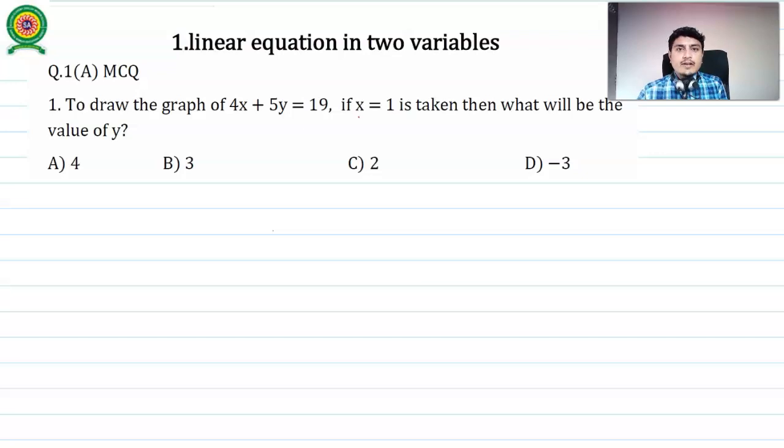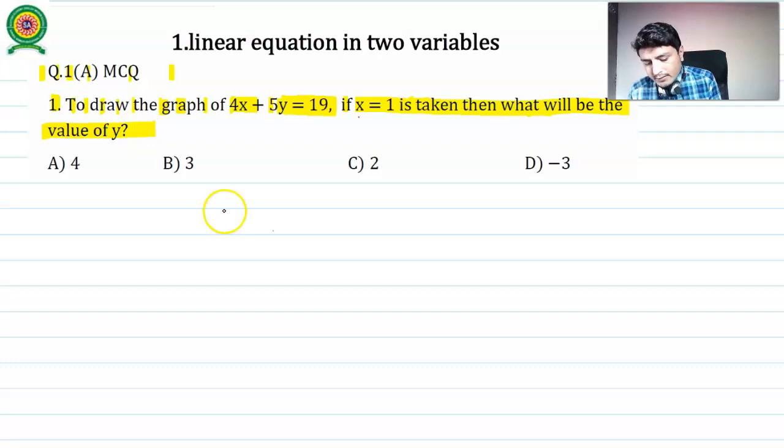First, we have linear equations in two variables. We are going to discuss first of all the 1 mark questions that are asked in question first, as an MCQ, and question first B as a 1 mark solving. Look at question first A, the MCQ. To draw the graph of 4x plus 5y is equals to 19, if x is equals to 1 is taken, then what will be the value of y?